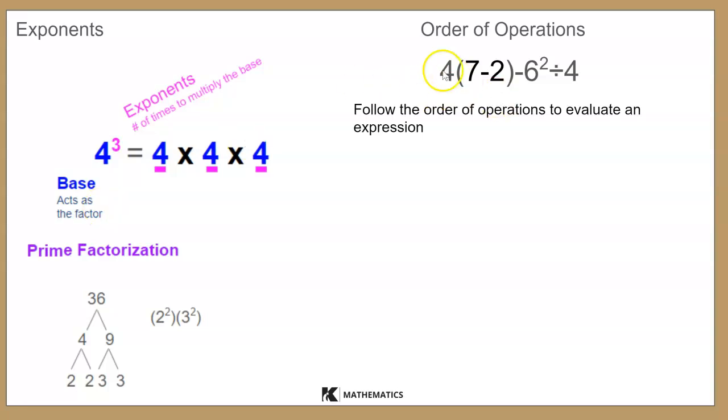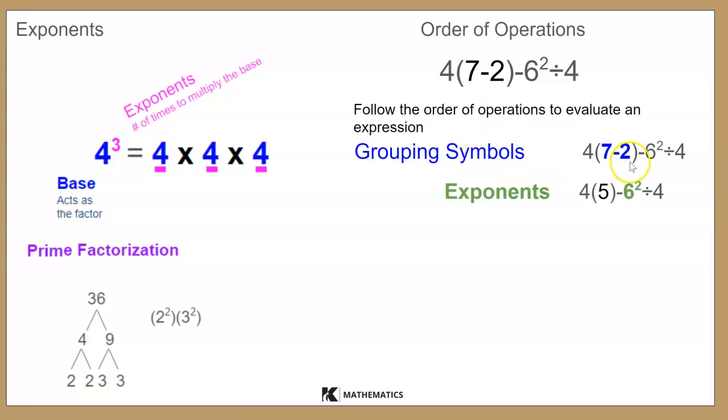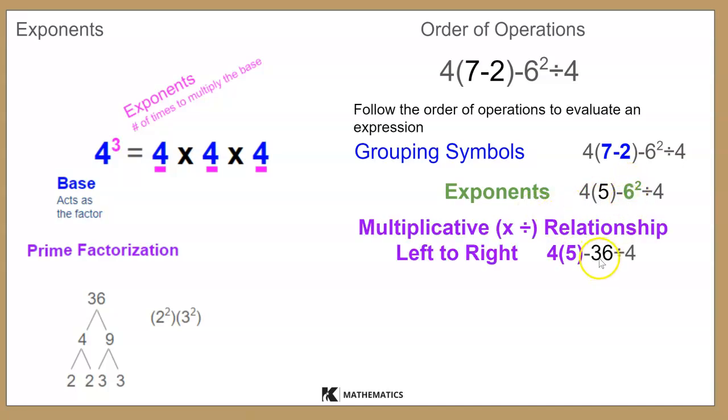Putting together the order of operations that we learned in 5th grade, we're adding in our exponents. We might also run into integers as well. We're going to follow the order of operations to evaluate this expression: 4 times 7 minus 2 minus 6 squared divided by 4. We want to start with our grouping symbols, and in this case we have 7 minus 2, which gives us 5. Then we think about our exponents, and we have 6 squared. When we square 6, we end up with 36.